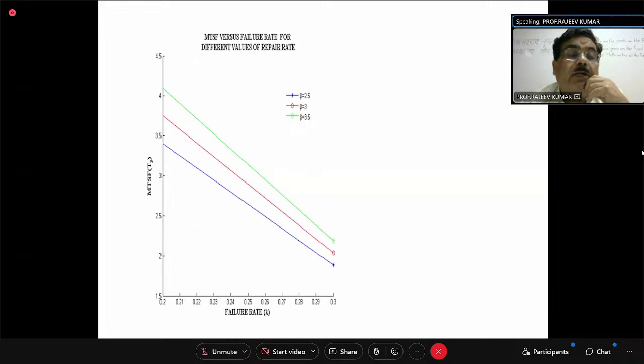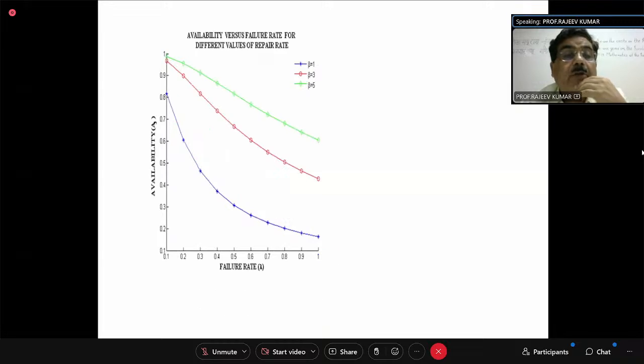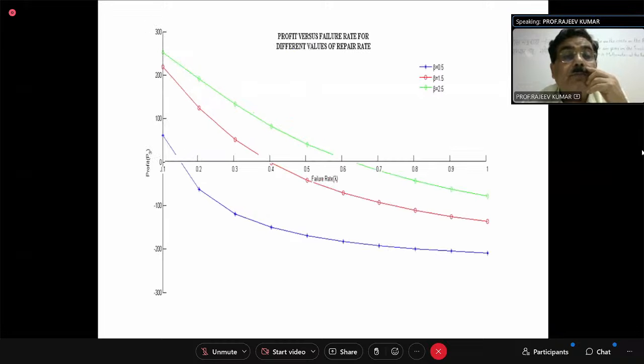We can show the availability of the system also. Availability of the system is also plotted with respect to lambda. The same pattern has been observed for the availability also. We check how long the system is profitable for the hospital. So failure rate versus profit is plotted.